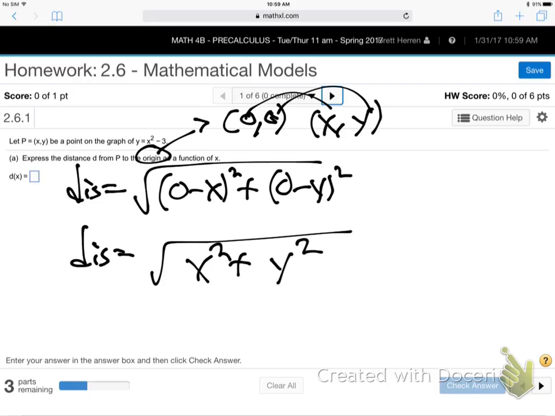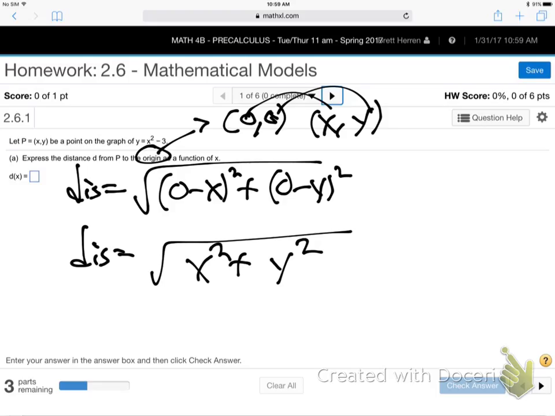The zeros just vanish, huh? 0 doesn't do anything, and the negative x squared is regular x squared. Negative y squared is regular y squared. Good to there? Now, they're going to ask us to use our graphing calculator to graph that and find the minimum distance. That's what it means to be closest. Closest means minimum distance, doesn't it?